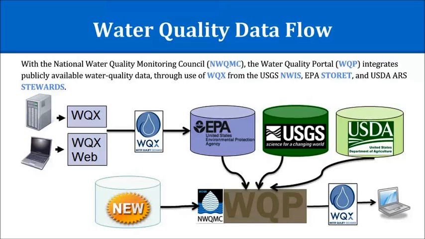Through partnerships with the National Water Quality Monitoring Council and the USGS, we developed the portal and mapped the USGS NWIS database, which is their National Water Information System, as well as a new partner, the USDA Agricultural Research Service STEWARDS database. All are mapped to WQX and available through the Water Quality Portal. And when you query that data through the portal, it is sent back to you in the WQX format.